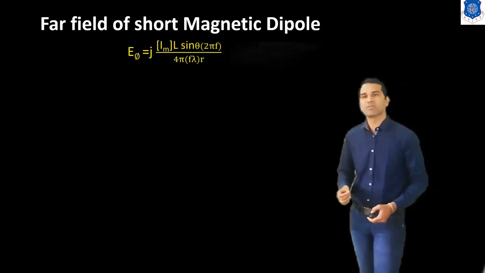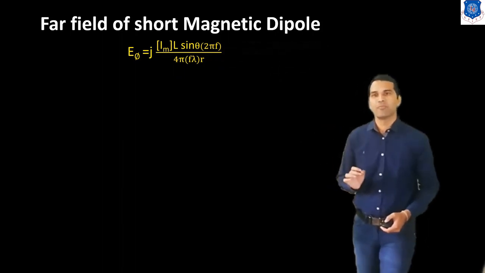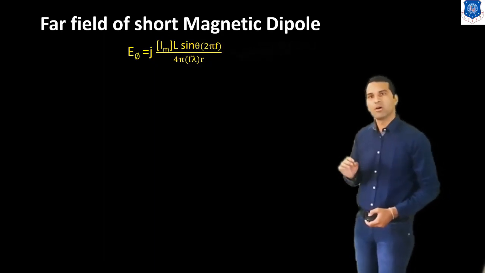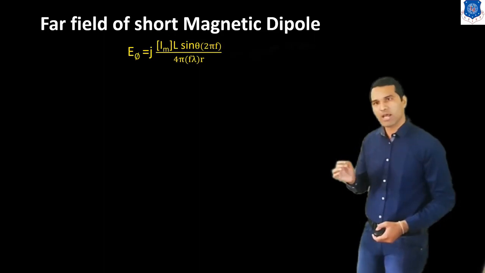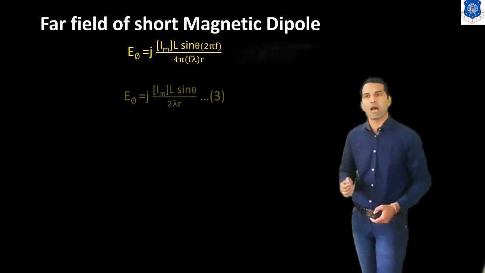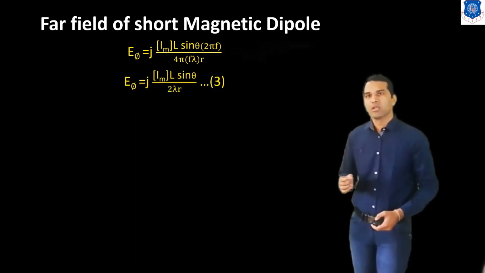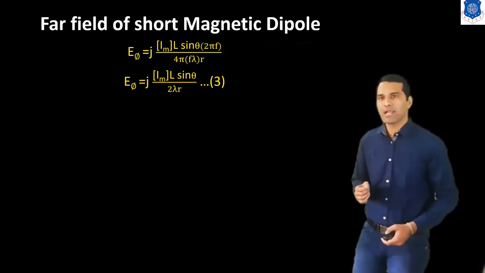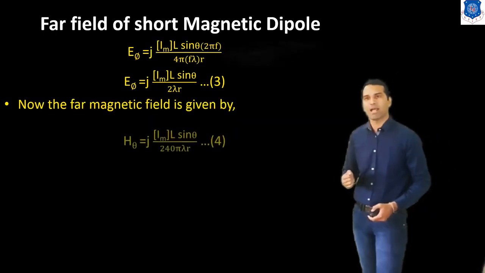So we can write this equation as Eφ = j Im L sinθ, and instead of ω we write 2πf, so 4πf λ, and instead of c we write f·λ, f times λ times r. So we get Eφ = j Im L sinθ, and when we solve this equation, we get 2λ times r.